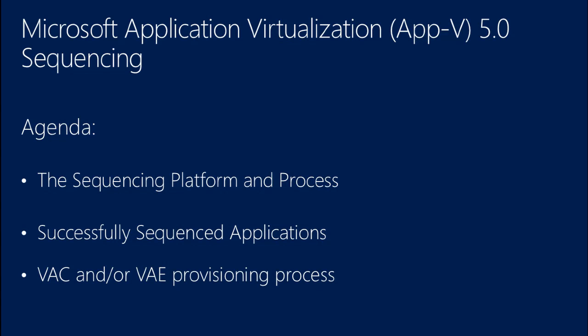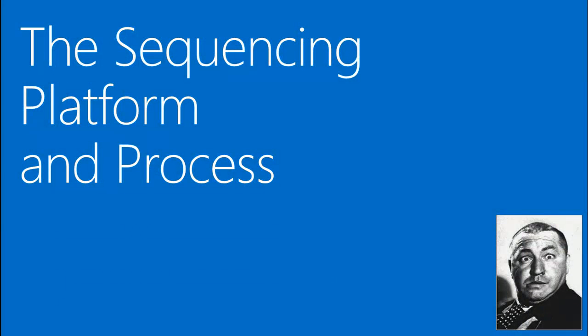Now, this does not cover deploying applications. It does not cover anything that has to do with Configuration Manager. We have a test machine. We'll show you how it runs, but that's just part of the launch testing that's required for AppV sequencing. All right, so as Alfred mentioned, we're going to get started with the platform and the process.